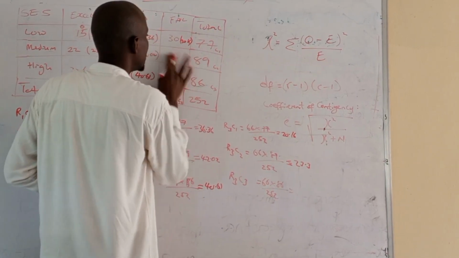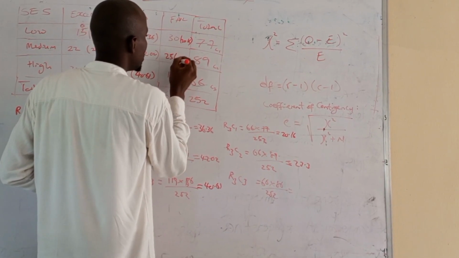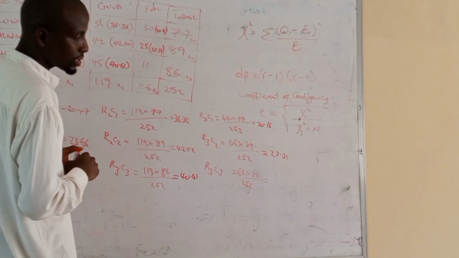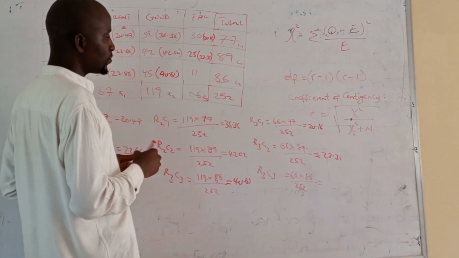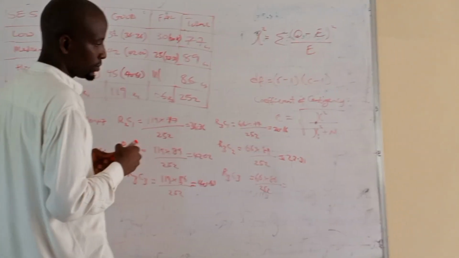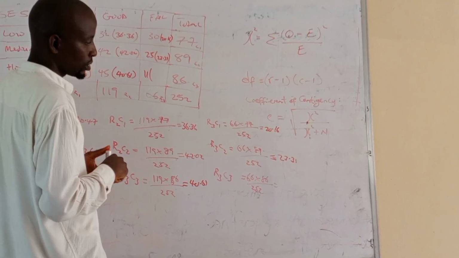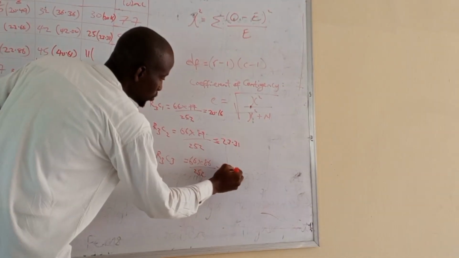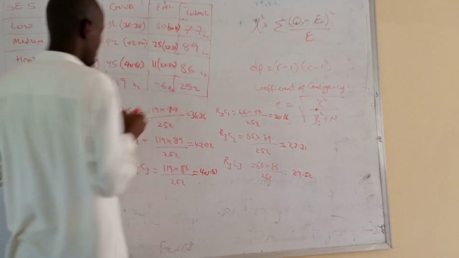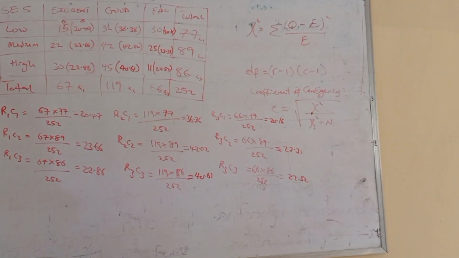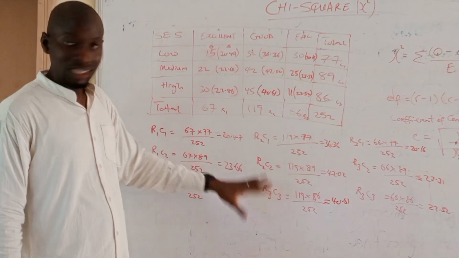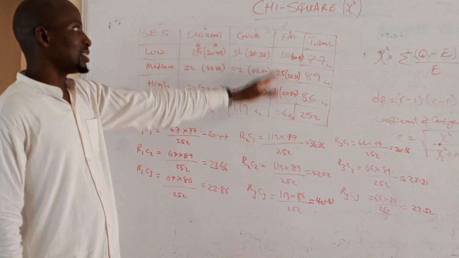23.3. 23.31. Then the last one, 66 times 86 divided by 252. 22.52. Now, having done this, you have been able to tell us the observed. The observed is given. You have been able to compute the expected.